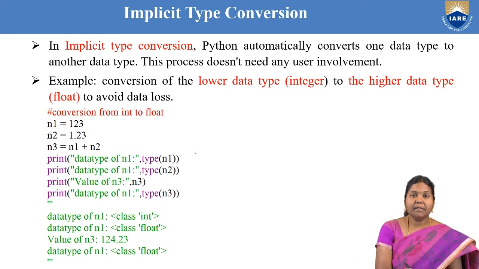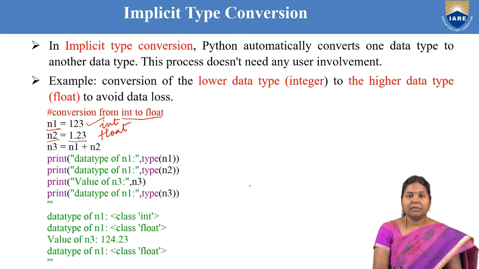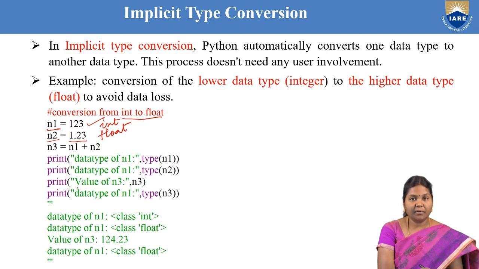For example, the problem is to convert from integer to float data type. Suppose n1 is a variable which initially contains 123, which is an integer value. Now, n2 is another variable which contains 1.23, which is a float value. If we want to add these two numbers, one of integer type and one of float type, then what is the type of n3? So, n3 is equal to n1 plus n2. That means one integer type is added to one float type.